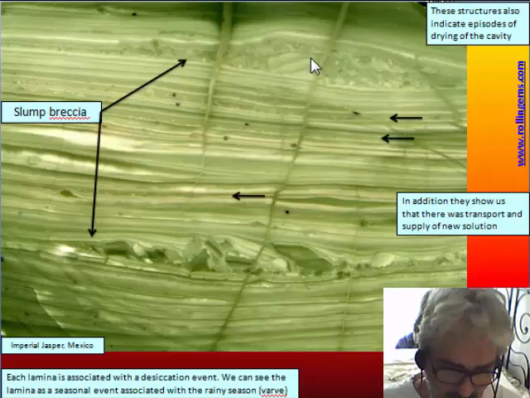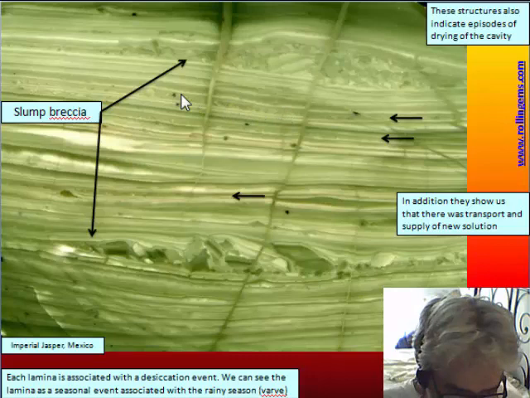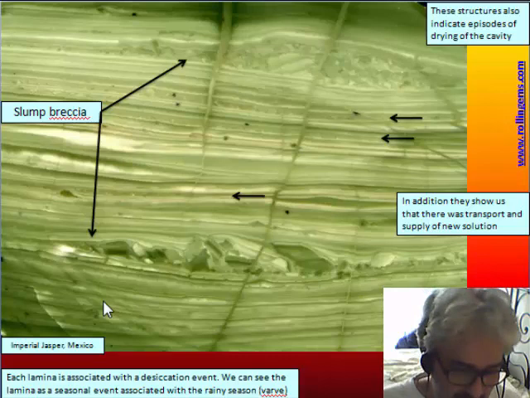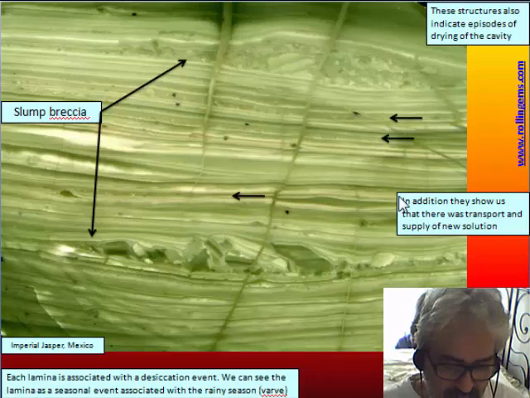In this specimen we can see two slump breccia, one here and one here, but also we can see many small breccia at different levels here, and probably with better detail we can say that each lamina is associated with a desiccation event. So we can imagine from the study of this specimen that the lamina is a seasonal event, so it's associated with water, with the rainy season, and brecciation, fracturation, and desiccation are associated with a dry season. So the alternation of dry season and wet season is running the filling of the cavity.